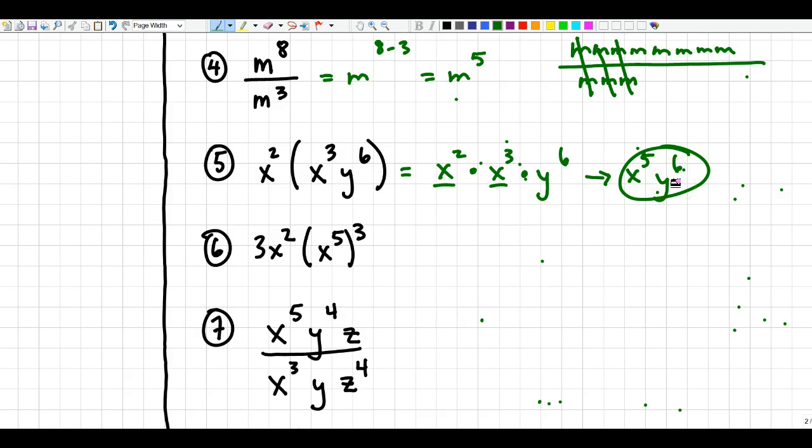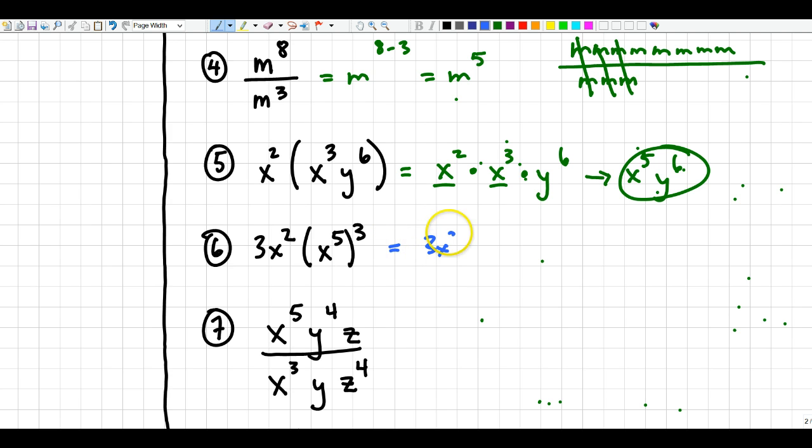Now when we get into a problem like number 6, things do need to get dealt with in terms of the parentheses. Here I have a power of a power, so that's my priority. I want to figure out what x to the 5th cubed is before I deal with the 3x squared. Powers of powers take priority. So here, because I have one base and two powers, I'm going to go ahead and multiply together.